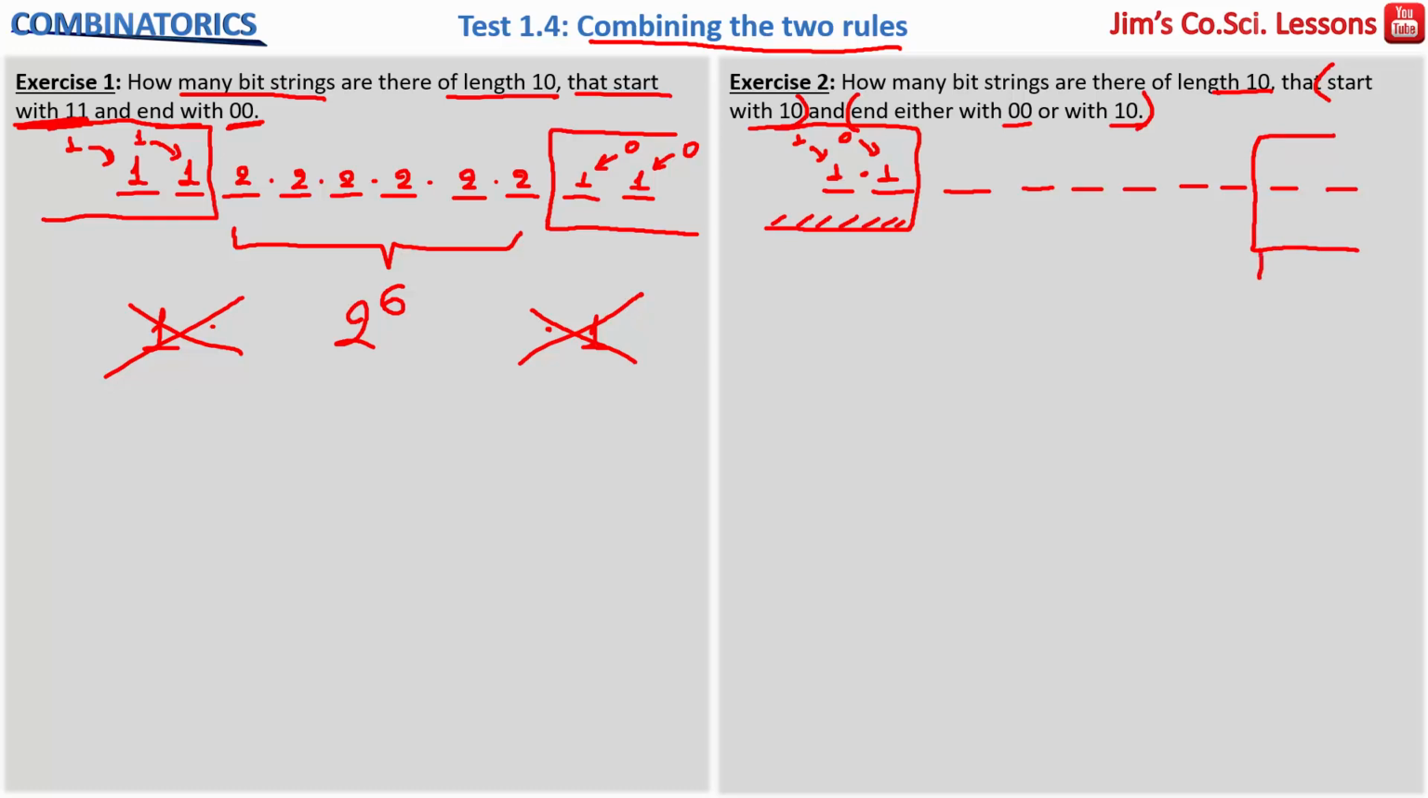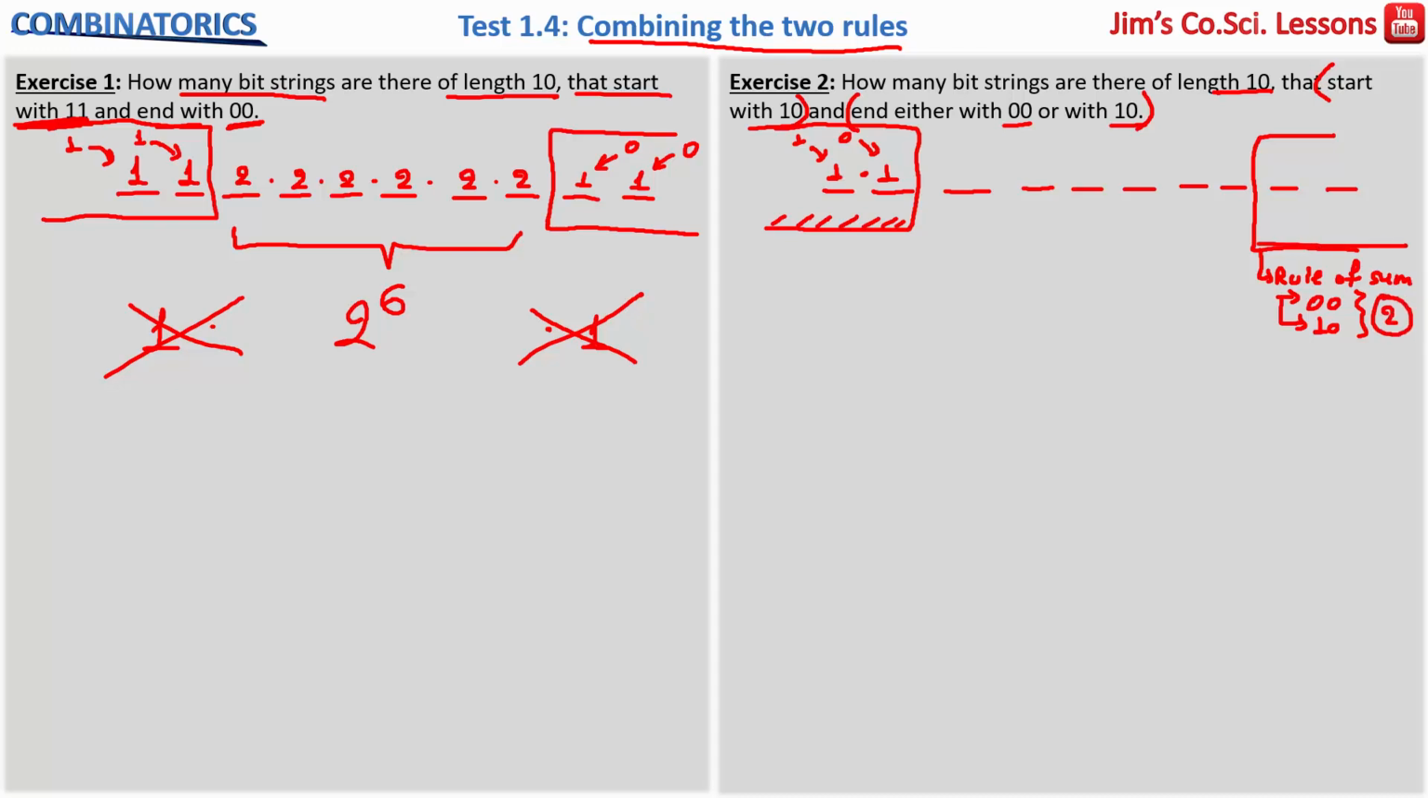So here I would apply the rule of sum, for the two distinct cases that there are. One case is to fill it with 0 0, and the other case is to fill it with 1 0. So there are two possible ways to fill these two positions.